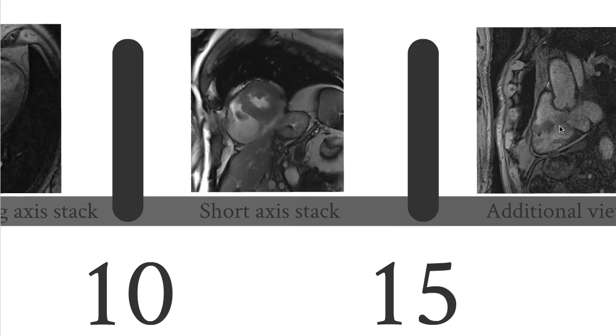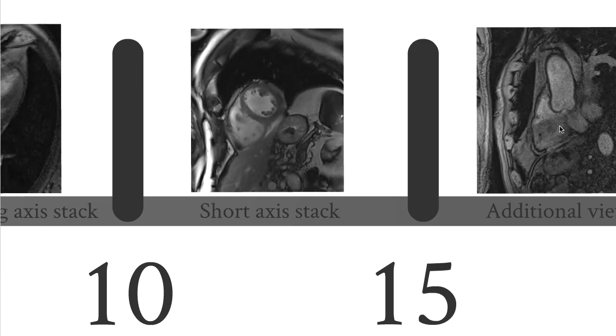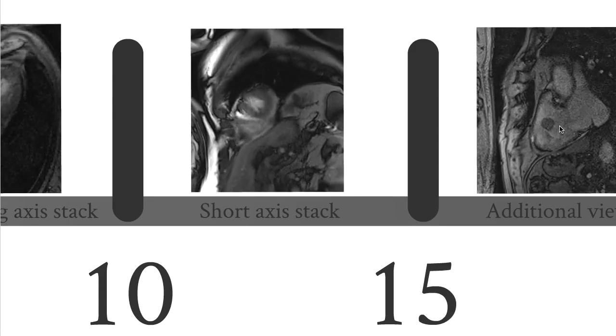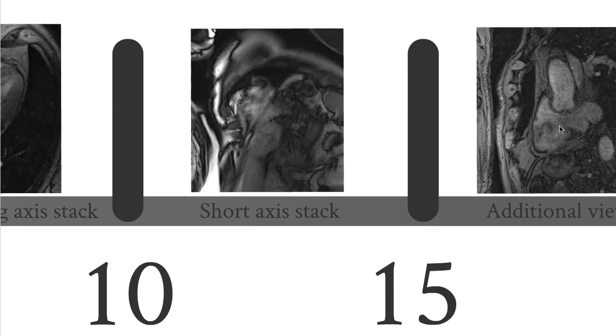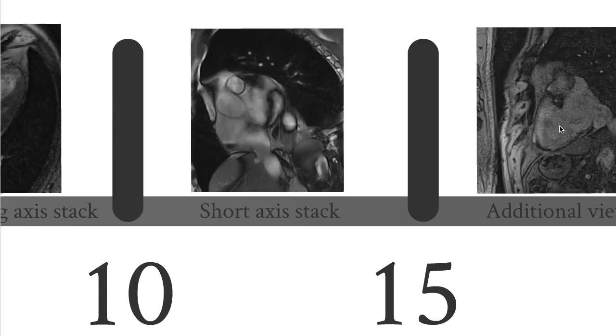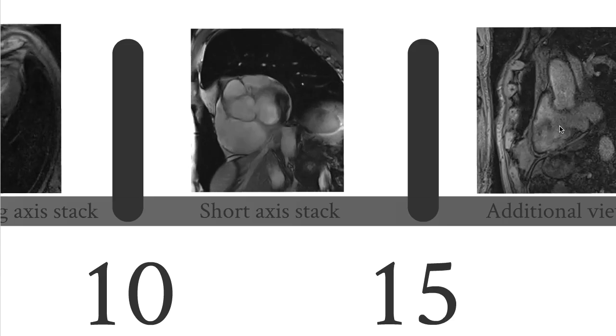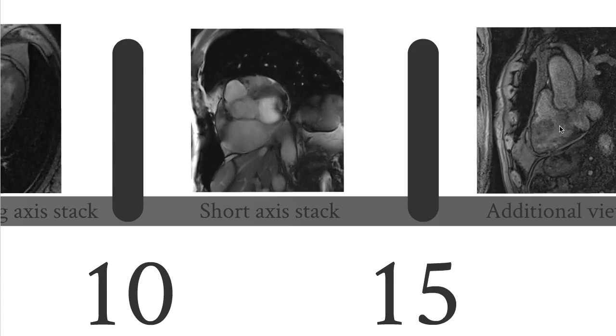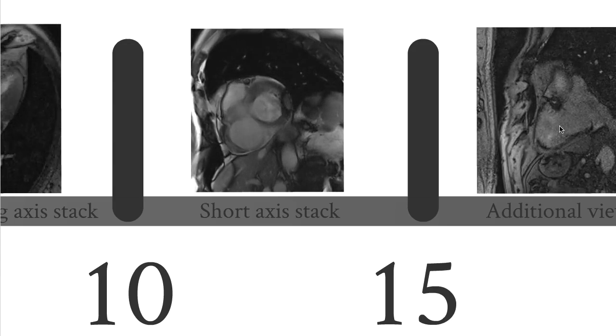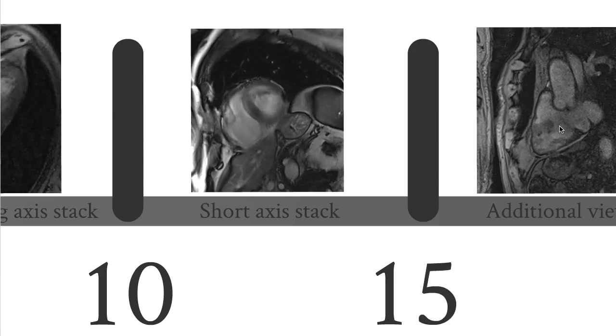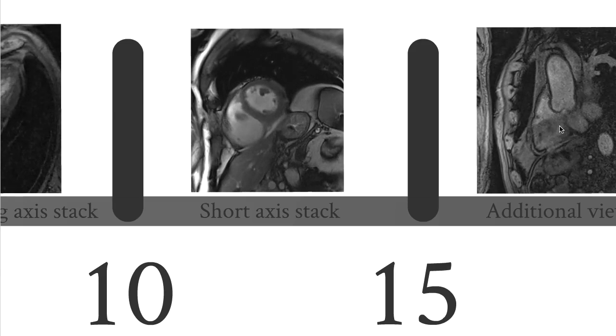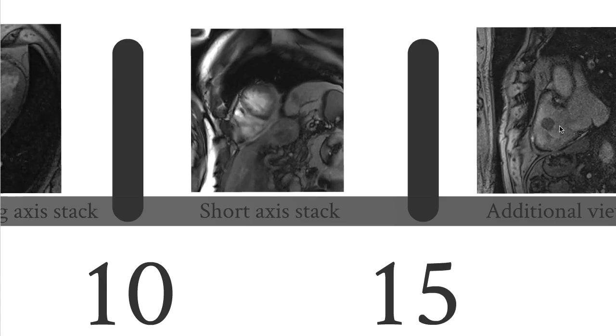One of the things I'll point out is that this is for standard quantification. When we're trying to look for a relationship of a mass, we may want to increase our spatial resolution and/or our temporal resolution to identify those relationships. These images are 8 millimeters thick, but you can go down, and I've gone down to 5 millimeters pretty easily with this sequence, and that can make a big difference.